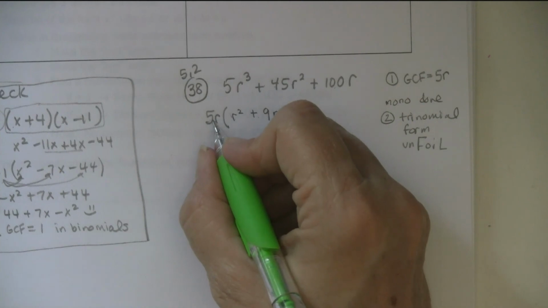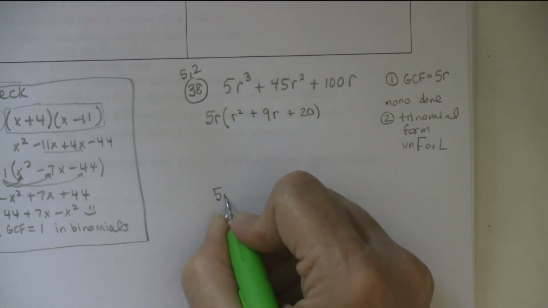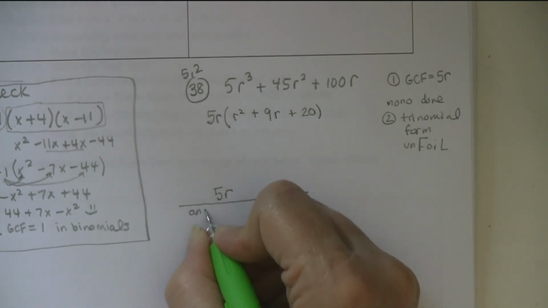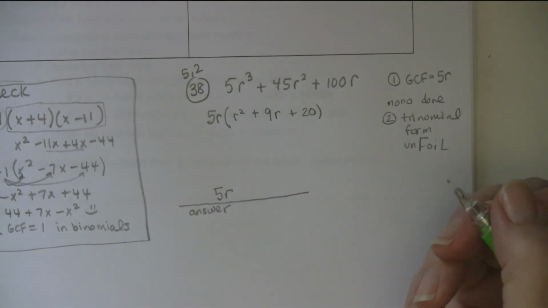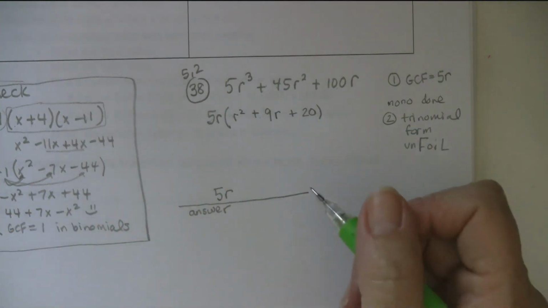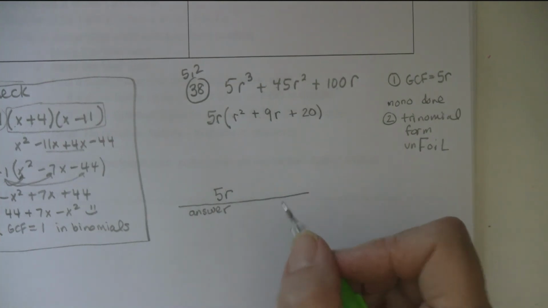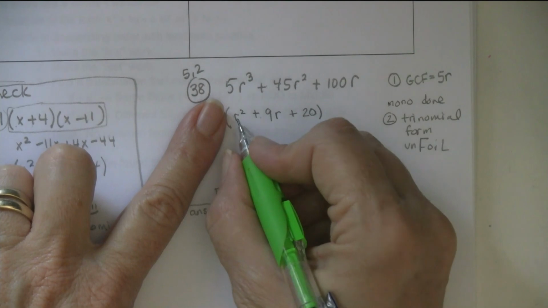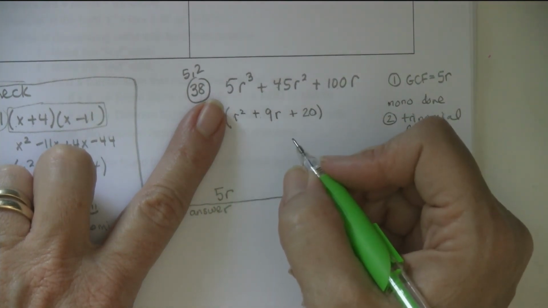So you ignore the 5r. Now you don't ignore it forever. You put it over here on your answer line. So this is the line where I'm going to tell people this is my answer. So my answer has a 5r in it. I centered my 5r on my line as opposed to putting it at the beginning of my line. I don't think it matters, right? So now I'm ignoring it, and I'm focused on this trinomial. I'm ignoring it because it's a monomial, and monomials are done.